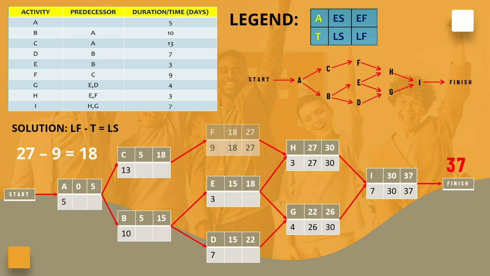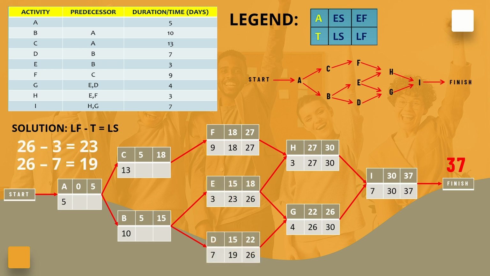For activity F, LF is set to the LS of its successor, activity H, which is 27. LS is calculated by subtracting the duration of activity F, 9 weeks, from its LF. 27 minus 9 is equal to 18.